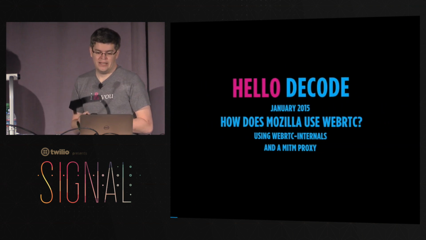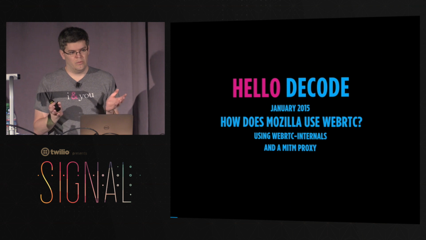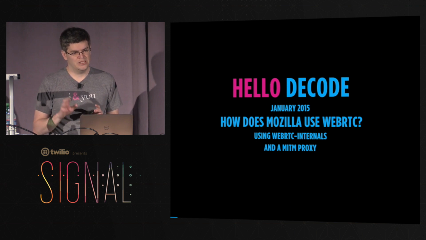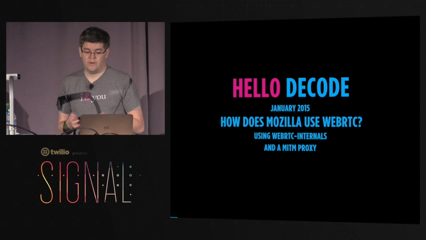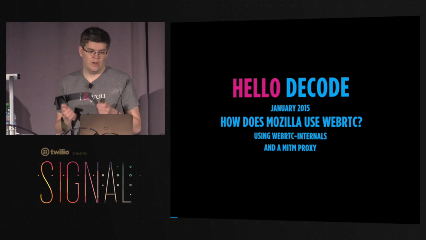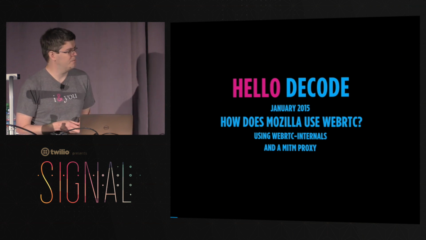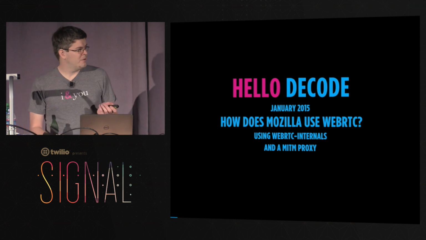The next thing I did was something called Hello Decode. If you know Mozilla's Hello, it's a one-to-one video chat built into Firefox. It's a small button which is rolled out to every Firefox user in the world. And it showed us how Mozilla intends to use WebRTC. Again, I used WebRTC internals in Chrome to do the analysis, and a man-in-the-middle proxy, because TokBox, which powers Hello, did some tricks with the signaling protocol, which made it not so easy to decode their WebSocket traffic.